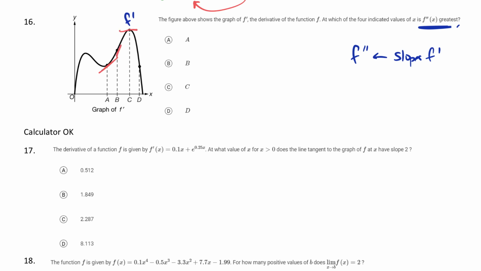At B, it looks like that. At C, it looks like that. And at D, it looks like that. Which is the greatest slope? Clearly, we can see that B is the greatest slope of that.